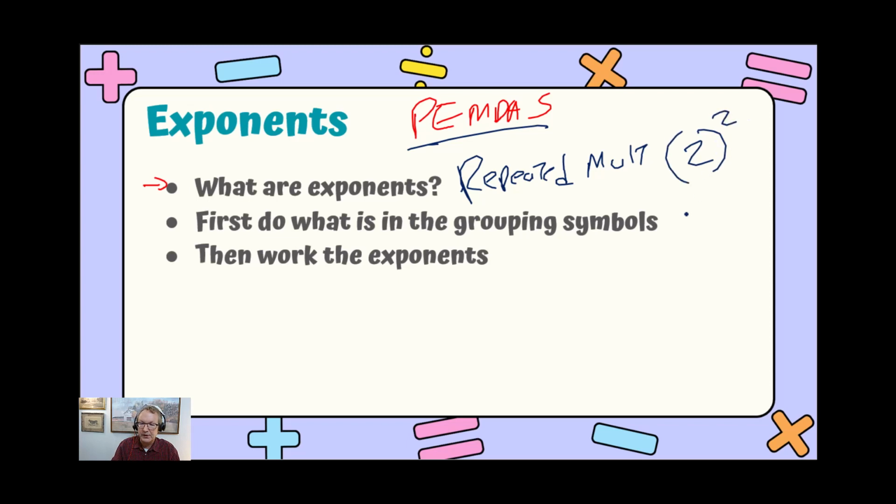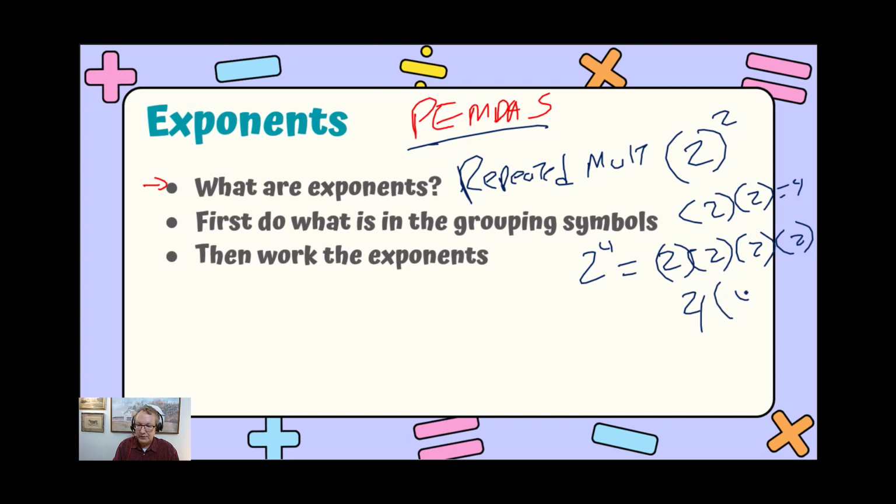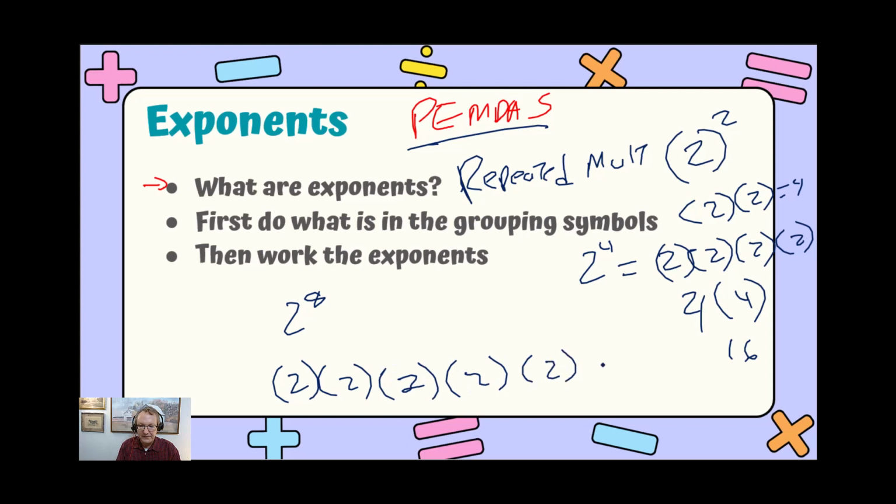So like 2 squared, that's 2 times 2 or 4. But what if we had 2 to the 4th? Well, that's 2 times 2 times 2 times 2, which would be 2 times 2 is 4. 4 times 4 is 16. But what if we had 2 to the 8th? Well, that's 1, 2, 3, 4, 5, 6, 7, 8 twos multiplied.